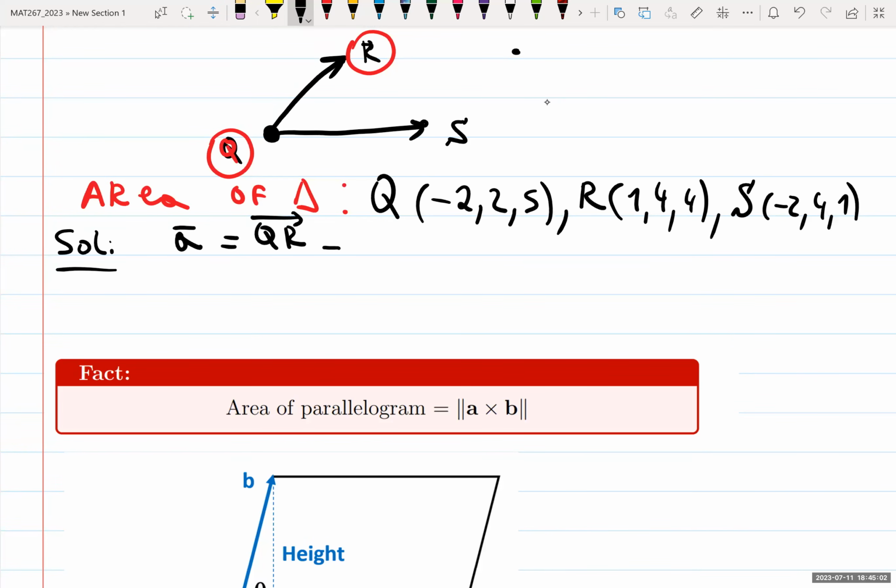QR is 1 minus -2, that's 3, 4 minus 2, that's 2, and then 4 minus 5, that's minus 1. Yay. And it's not parentheses, it's actually a vector. So be careful with notation.